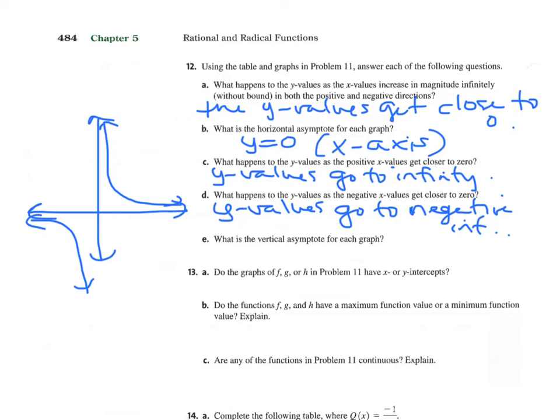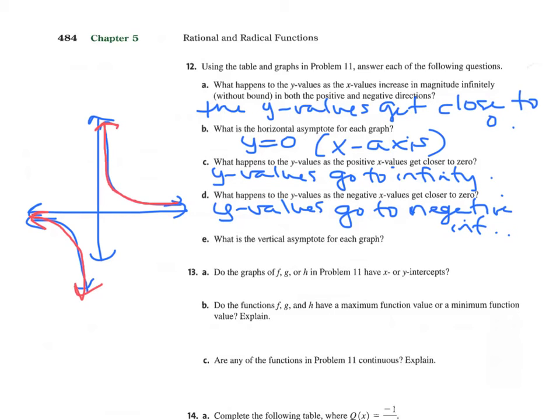And so what we're saying here is, as x gets closer to 0 from that way, it shoots up to infinity. But as x gets closer to 0 from this direction, it shoots down to negative infinity. So that's what I'm talking about in C and D.